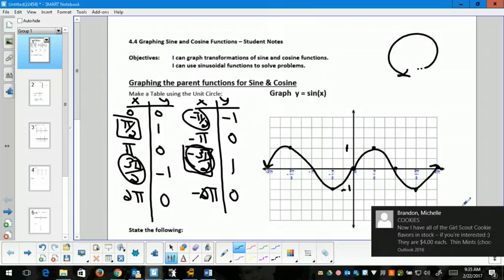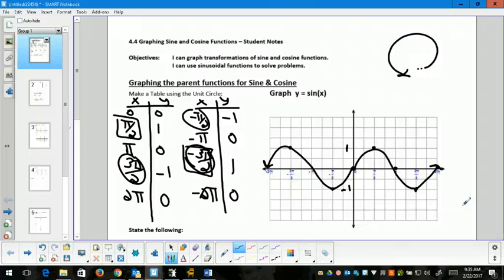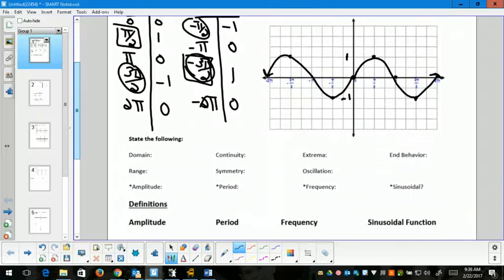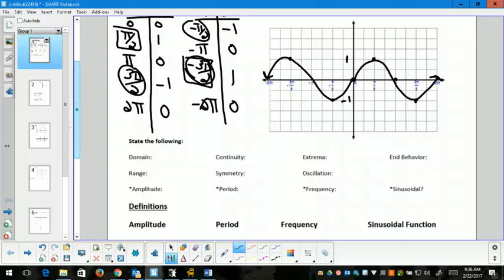So this continues. Any questions on those? All right, so that's our parent function for sine. We need to talk a little bit about the domain of sine. Any guesses on what the domain is? Infinity. Yep, negative infinity, positive infinity. It has an infinite domain. It's a continuous function with no interruptions.